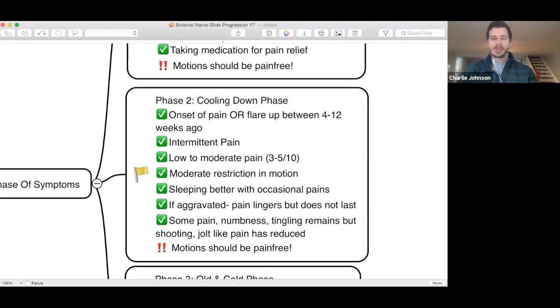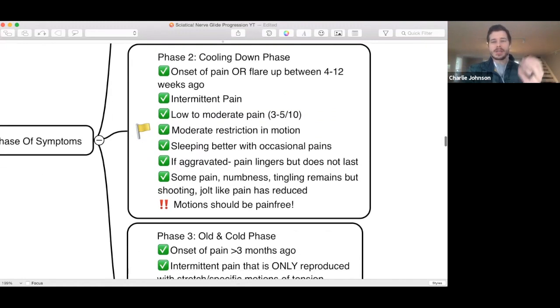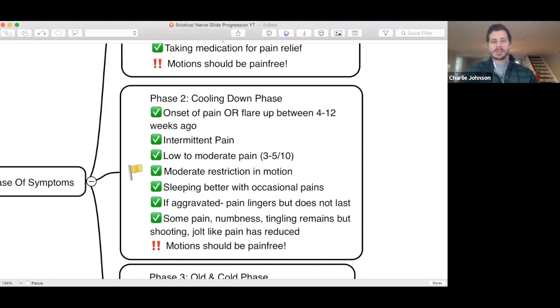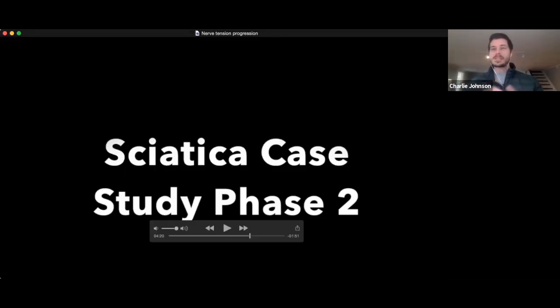There's some pain, numbness, or tingling that remains, but again, it's not as intense, shooting or jolt-like. And again, I would say in this phase, for the most part, there are some exceptions, but motion should still be pain-free. Okay, so we just reviewed phase 2, the cooling down phase, and I have one case study of a woman I worked with, or actually 2, who represent this phase fairly nicely. Maybe they're on the transition to phase 3, but let's check it out.